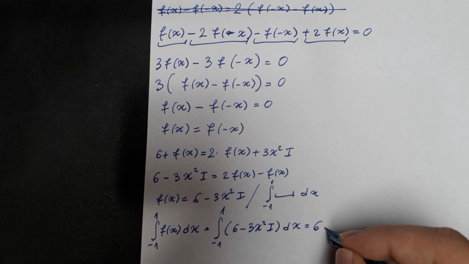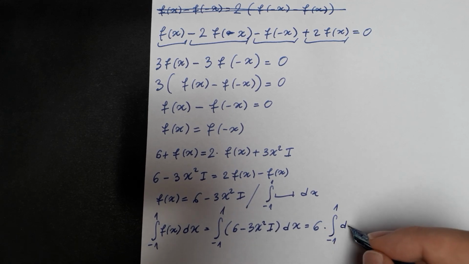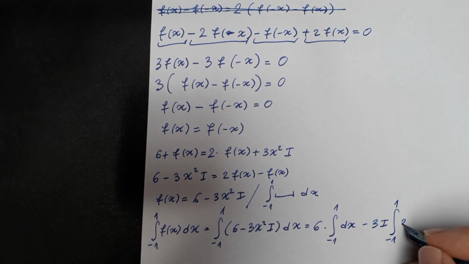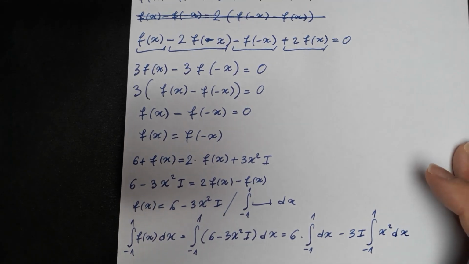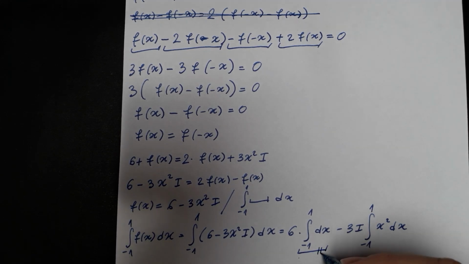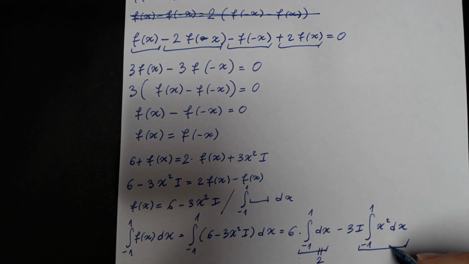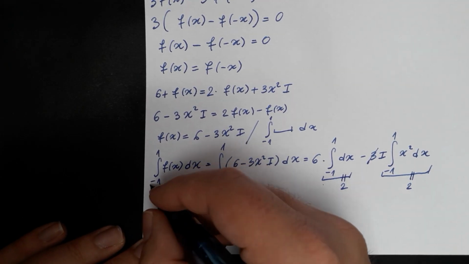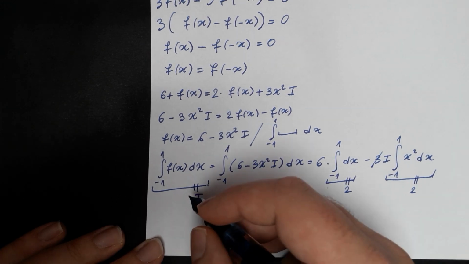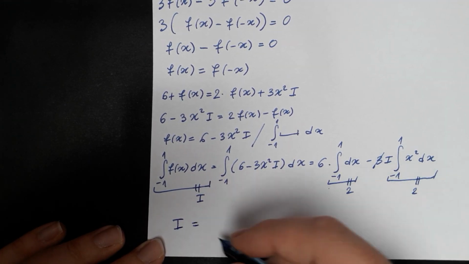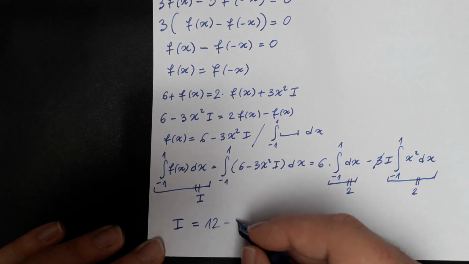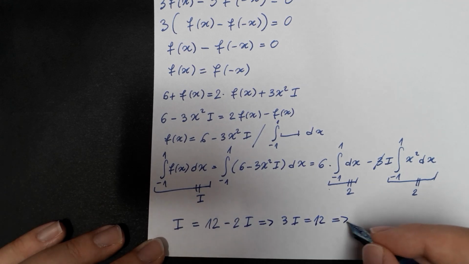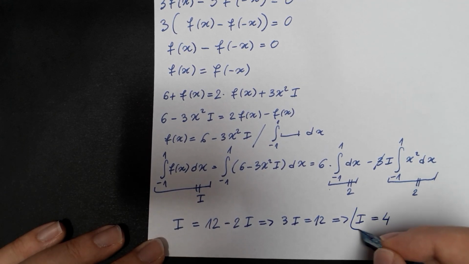And this is equal to 6 times the integral from -1 to 1 of dx minus 3I times the integral from -1 to 1 of x squared dx. And we have already valued these integrals at 2, this one, and this one was also 2, but the 3 gets cancelled out. So then our equation becomes I is equal to 12 minus 2I, and that means that 3I is equal to 12, and that gives us the result of I being equal to 4.